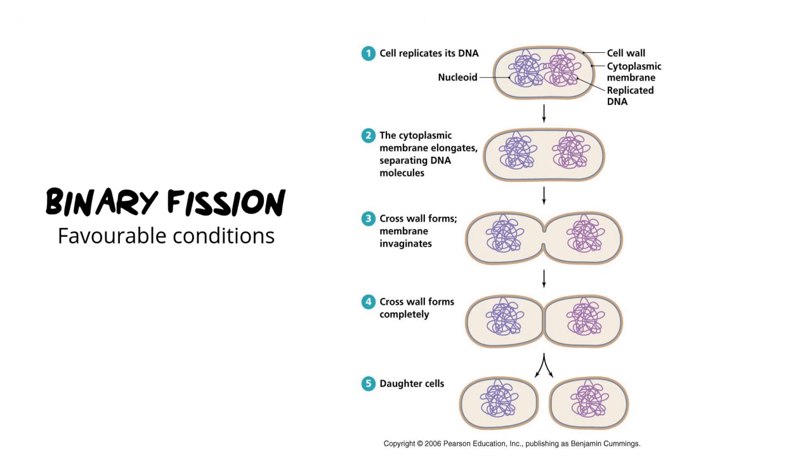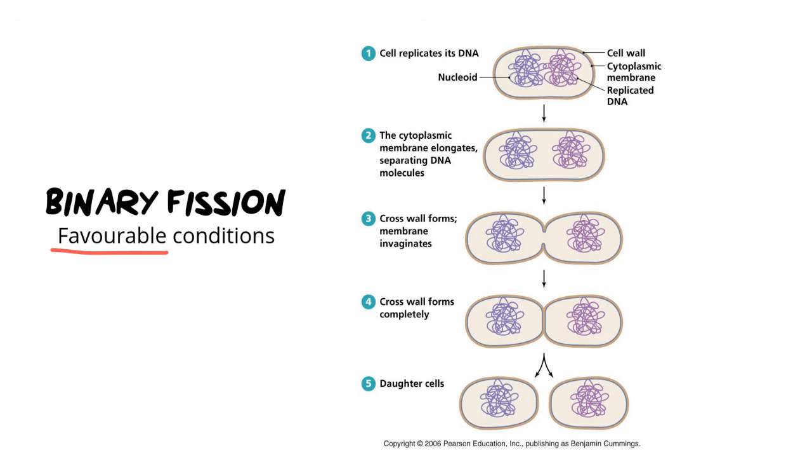Now, the first kind of reproduction that we see in bacteria is binary fission. Binary fission only occurs in favorable conditions. And basically what that means is the bacteria are in a warm, moist, neutral pH environment with lots of food. And this is the most efficient way that they can reproduce. It's a very simple process.